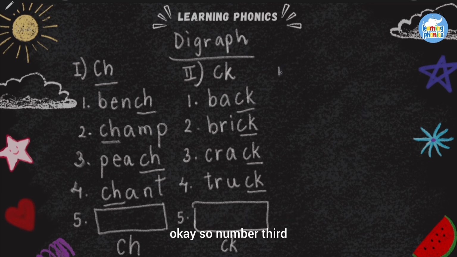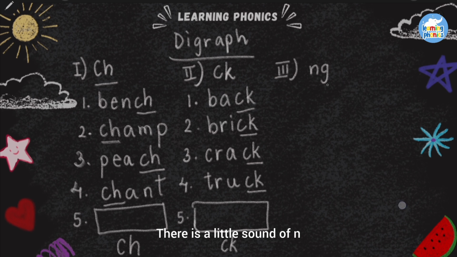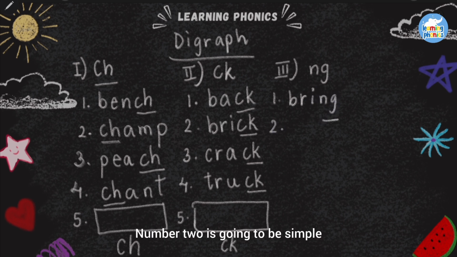Okay? So number third is going to be NG. NG is going to make the ng sound. Ng. Okay, there is a little sound of N and a little sound of G. Ng. So first one is going to be bring. See? Bring. Number two is going to be simple. We'll take king.